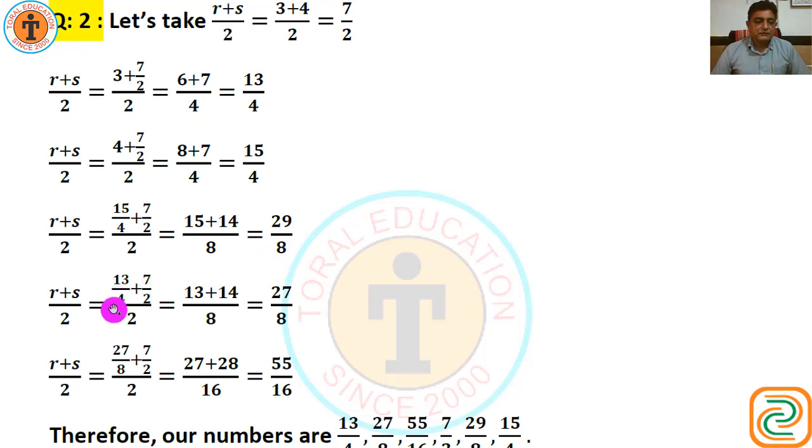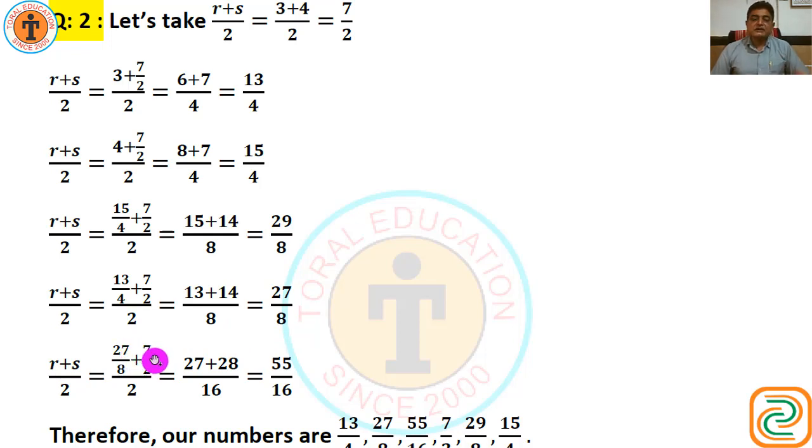Similarly, 13 upon 4 plus 7 upon 2, we have taken upon 2, that is 13 plus 14, because 4 is the LCM. 4 here, 2 here, that means 7 will be multiplied by 2 only. 7 2s are 14. Sorry. 13 plus 14 upon 8. So 27 by 8. R plus S, that means 27 upon 8 plus 7 upon 2.